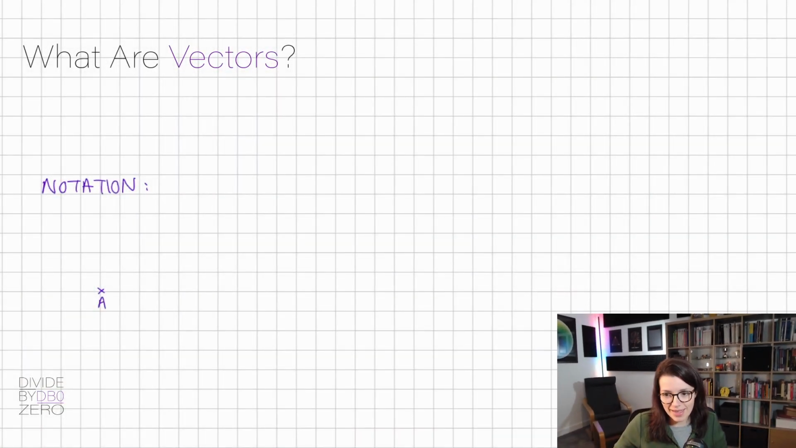Vectors are quantities that have both a magnitude or a size and a direction. There are different ways of writing vectors in terms of notation, so I'll show you a few ways that we need to be aware of. Okay, so let's say we have a vector which goes from here, A, to here, B. I'm going to join those points up with a line that has an arrow.